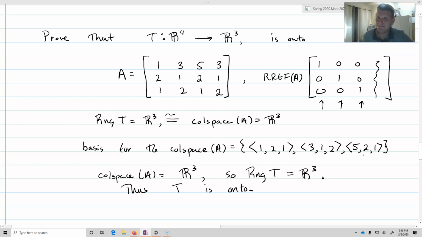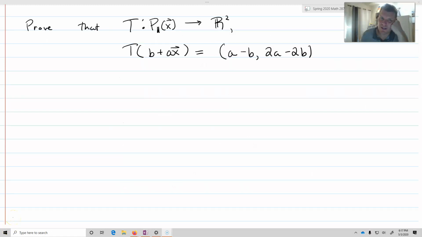Okay? Let's take a look at another example. Prove that T: P1 to R2 is not onto.